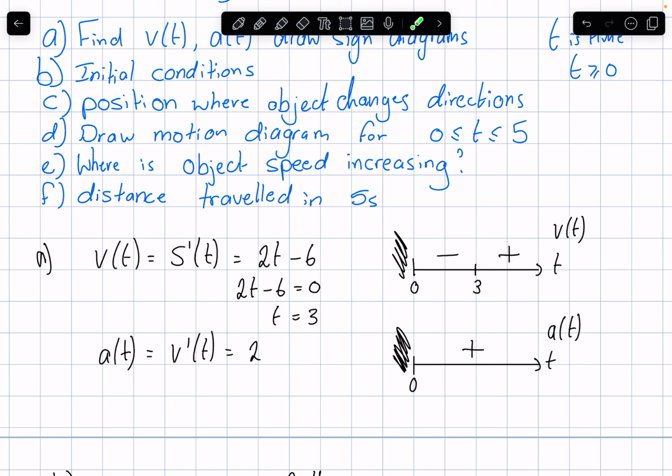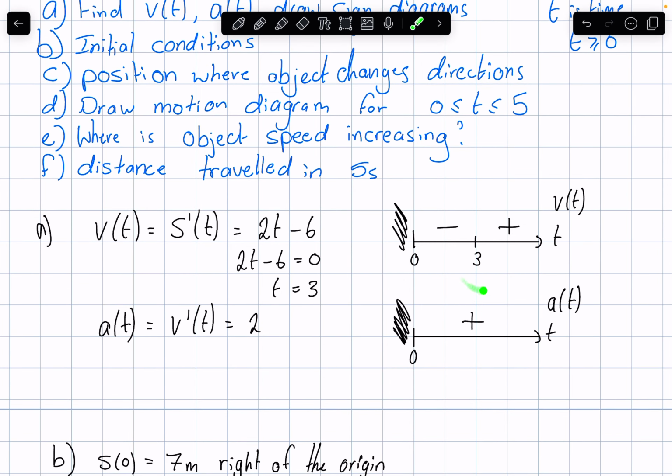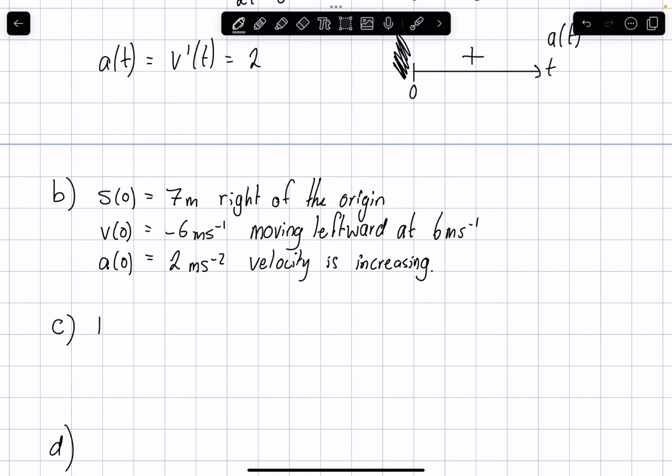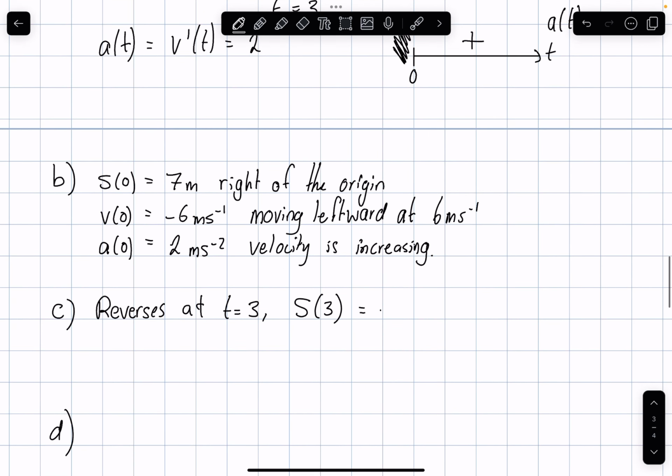Now, part C, what position where the object changes directions? Now, that is also when it reverses. So when I look back up at my table, reverses, it's when velocity is 0. Now, we've already found that. That was my t equals 3. So we know my object reverses at t equals 3. We want to find the position of that reversing, so s of 3, that displacement. Now, that displacement is when I put 3 into this equation here, and that gives me out negative 2 meters. So I'm 2 meters left of the origin.